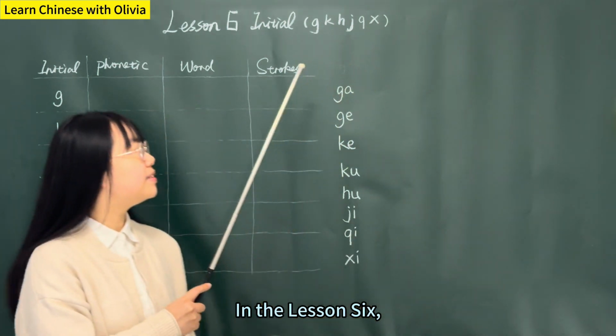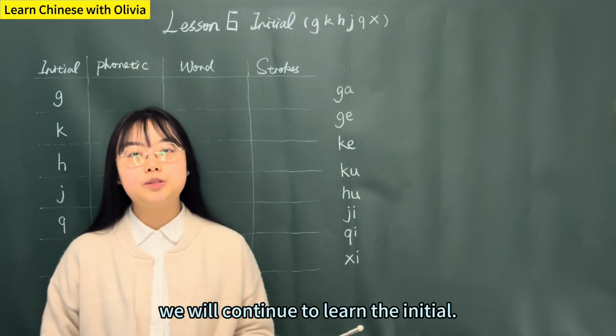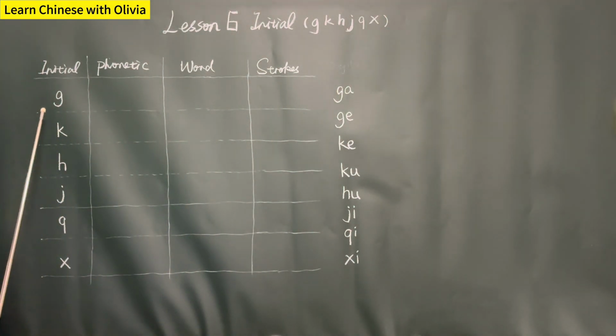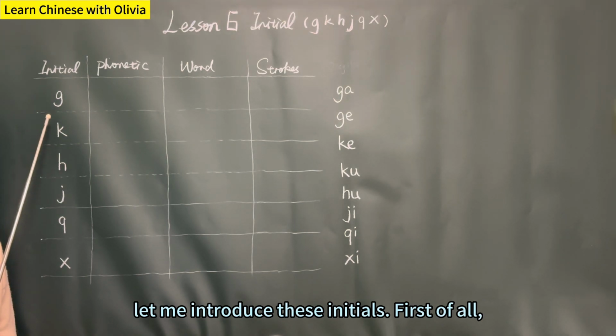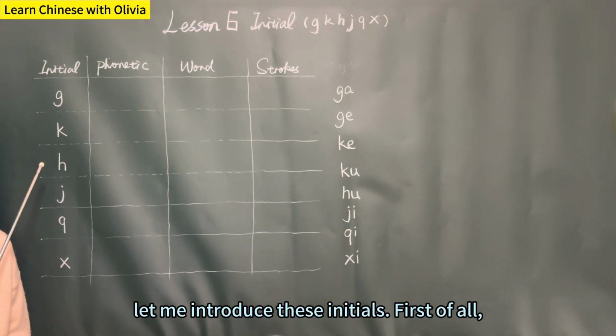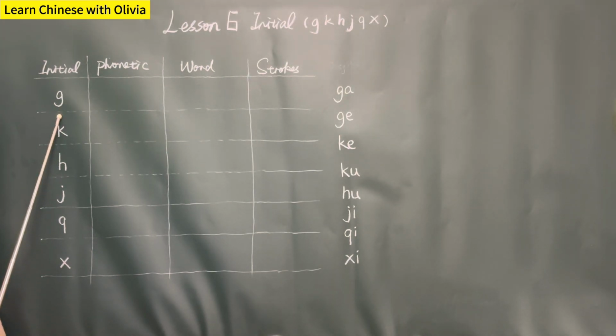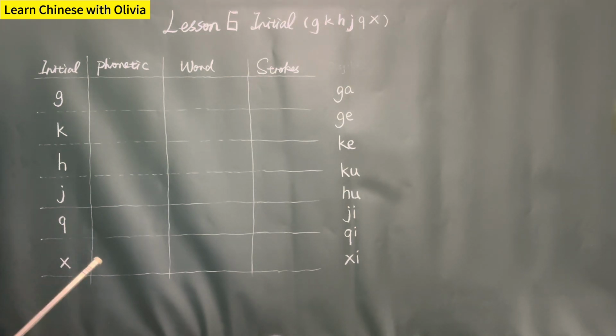In lesson 6, we will continue to learn the initials, and please look at the blackboard. Let me introduce these initials. First of all, I'd like to read them to you. G, G, K, K, H, H, G, G, Qi, Qi, Xi, Xi.